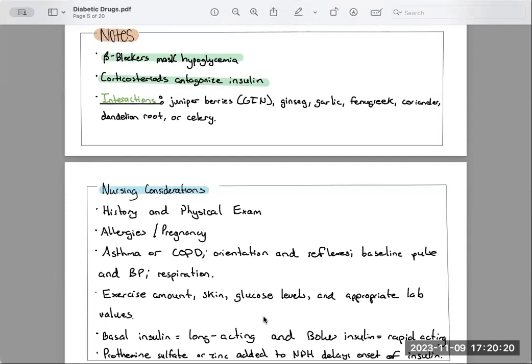Something else that I would remember in terms of herbs are juniper berries and ginseng. Those are very popular herbs that can also interact with insulin and make sugar levels abnormal. So I would remember those two. If you are going to remember any herbs, I would remember those.